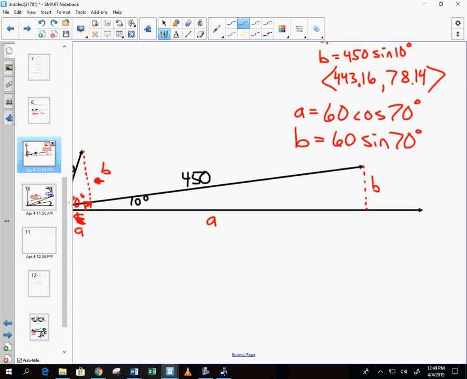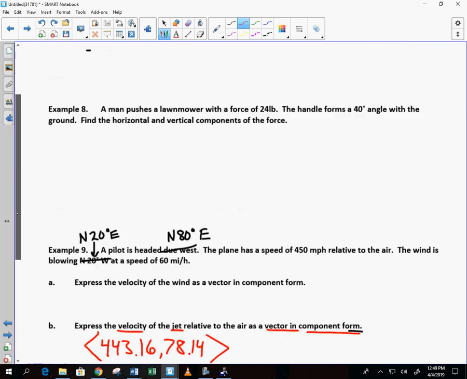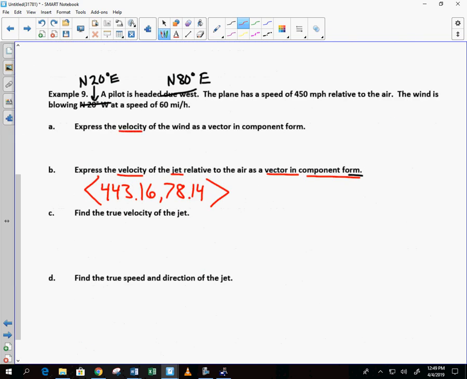So I'm going to write that down over here. So express the velocity of the wind as a vector in component form. Can somebody tell me what I got there again? 20.52.